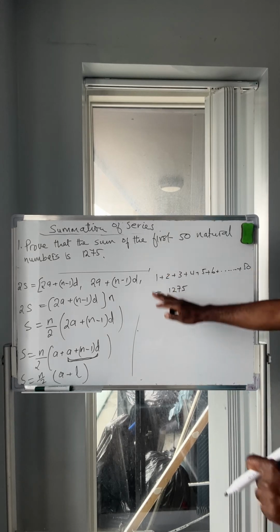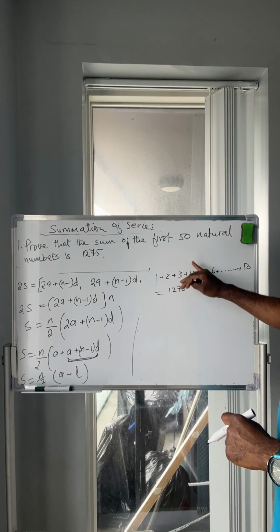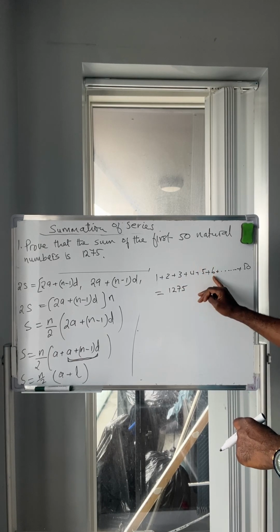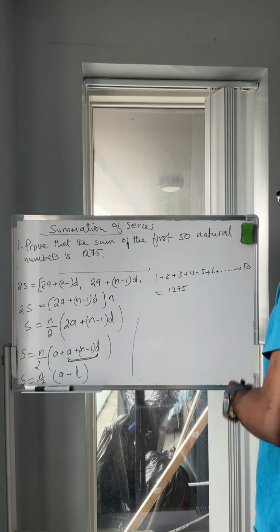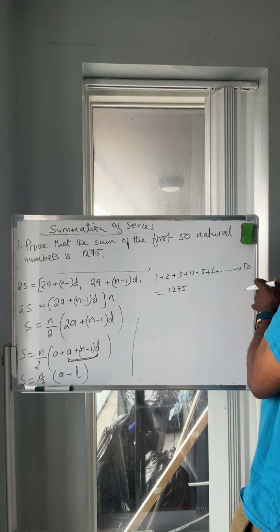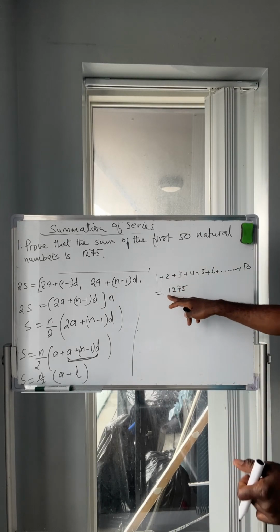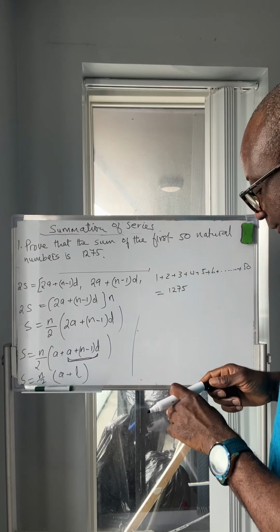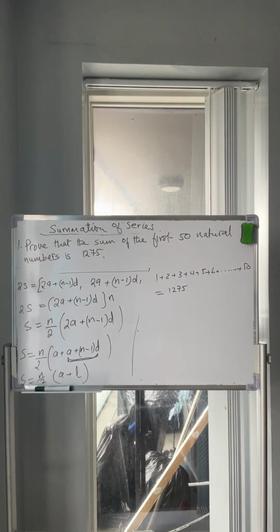If you're adding 1 plus 2 plus 3, 1 plus 2 is 3, 3 plus 3 is 6, 6 plus 4 is 10, 10 plus 5 is 15, 15 plus 6 is 21, 21 plus 7 is 28, 28 plus 8, and you keep going up to the 50th number, then that sum is 1,275. They want you to show it. We know it's true, but prove it. How do you prove it? So that is what we are going to do.